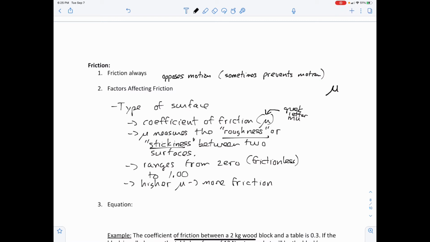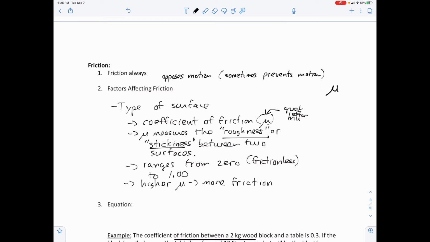It's going to range from 0, which is frictionless, to 1, which is really a high value of friction. Most values of mu are going to be some decimal, like 0.15 or 0.30 or 0.50, some value less than 1. The higher the mu, the higher the coefficient of friction, the more friction.